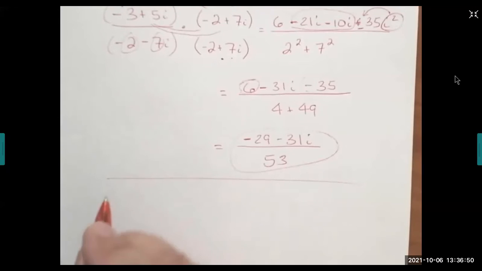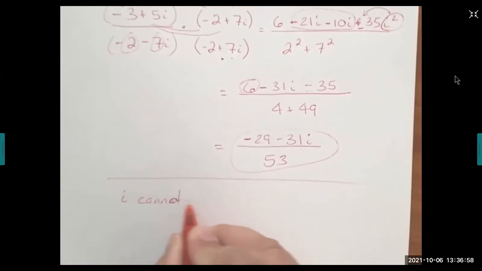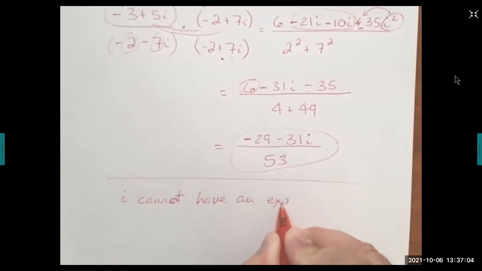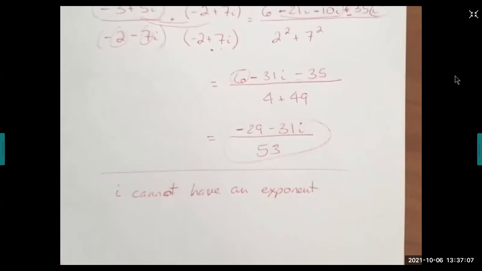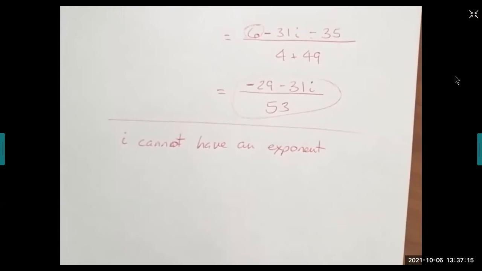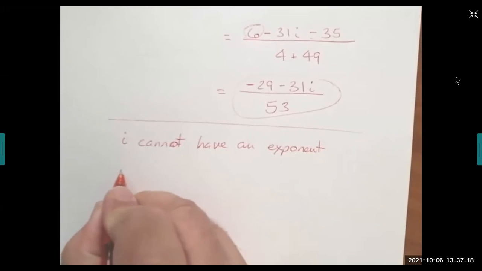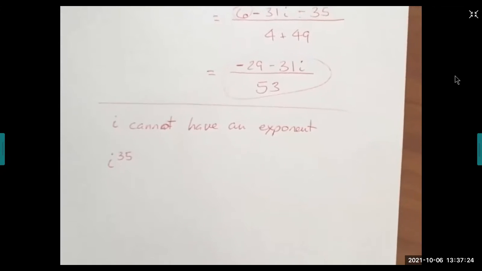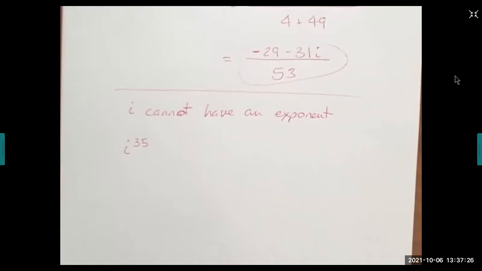Last topic. Here's a rule. i cannot have an exponent. If it does, we have to fix it. For example, i to the power 35. You cannot have that. So we have to figure out a way to fix that.